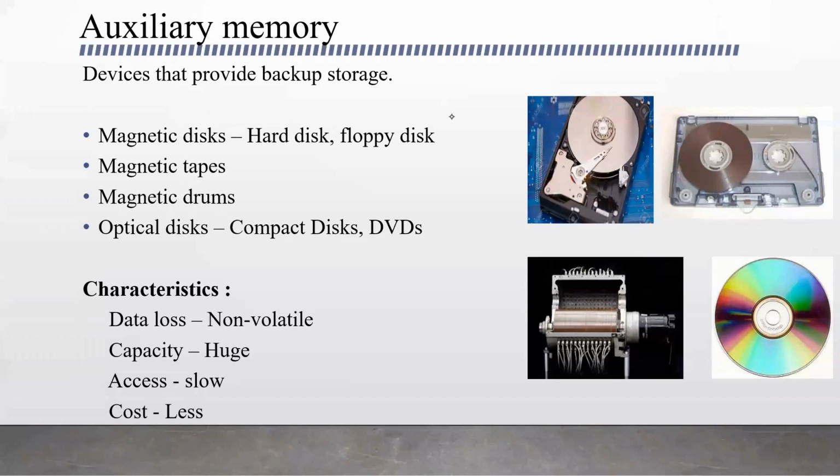These devices provide backup storage. Having a large capacity, this auxiliary memory is used to store the data and programs before processing or even after processing. Okay, as a backup storage, these auxiliary memory devices are used. The generally used auxiliary memory devices are magnetic disks such as hard disk and floppy disks.